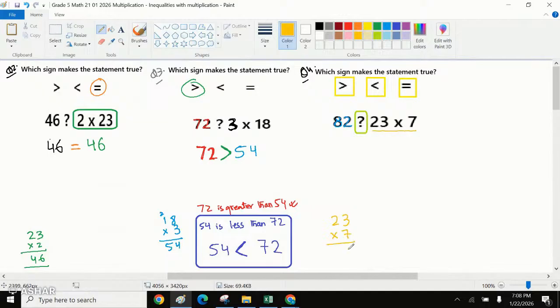7 times 3 is 21. We write down the ones, we take the tens. 7 times 2 is 14. 14 plus 2 is 16. So can we say this answer is 161? And this is 82. So which value is greater? Is 82 greater or is 161 greater? Which is a bigger number? 82 or 161?